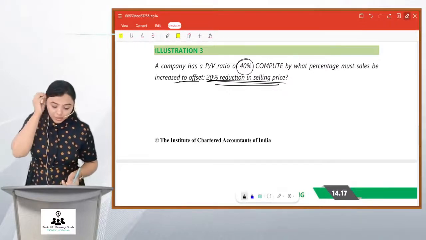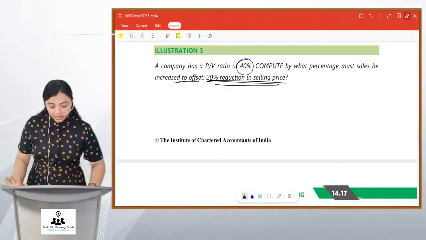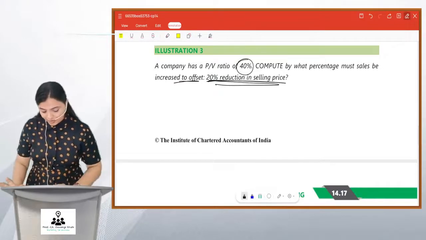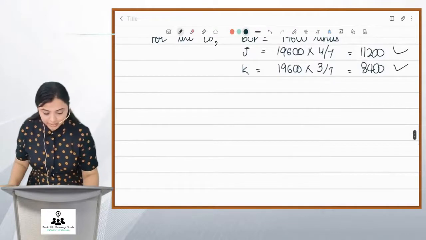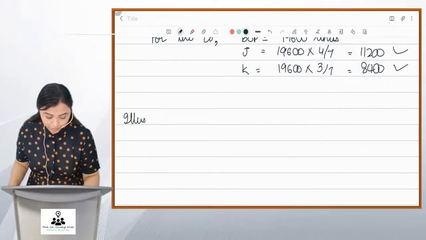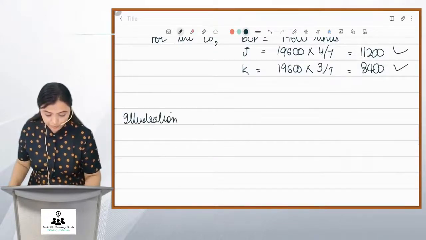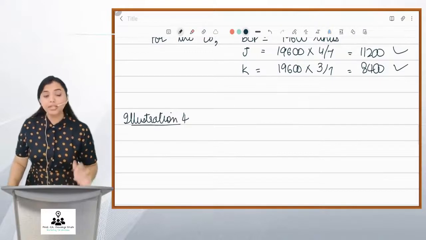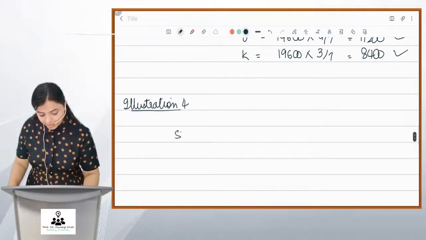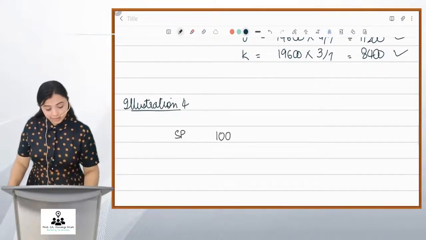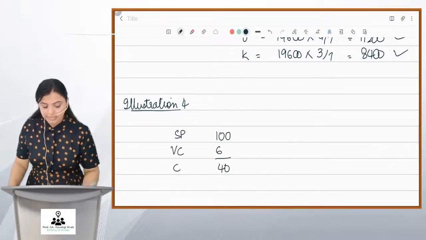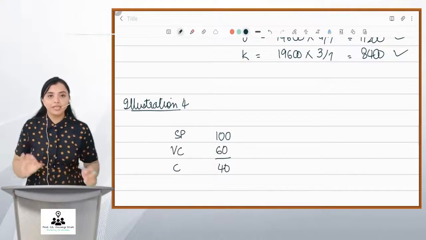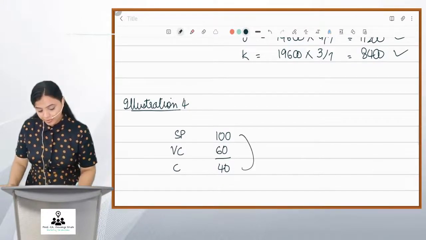The given PV ratio is 40%. So, if I were to understand this PV ratio of 40%, what would it mean? Illustration number 4. If the PV ratio is 40%, it means that your selling price is 100 and your contribution is 40. It means your variable cost is 60. Your PV ratio is 40%.